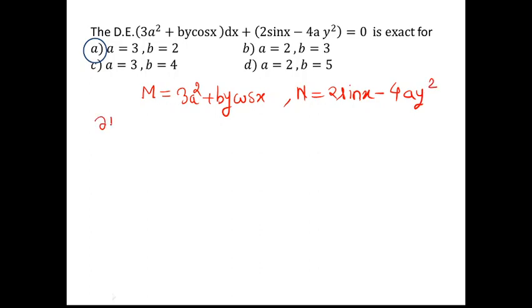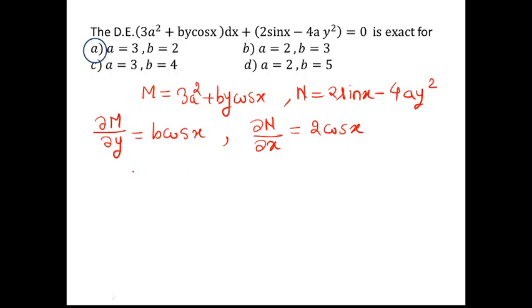Now let's differentiate m with respect to y partially. Partially means you will treat only y as a variable, all other variables will be treated as constant. So this term is completely 0. Then with respect to y, what I'll get is b cos x. Similarly, differentiating n with respect to x, this term is completely constant, so its derivative is 0. Now the derivative of 2 sin x is 2 cos x.